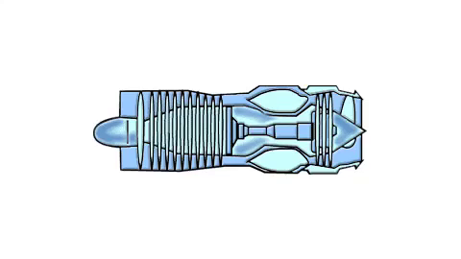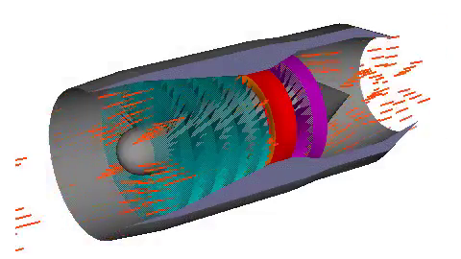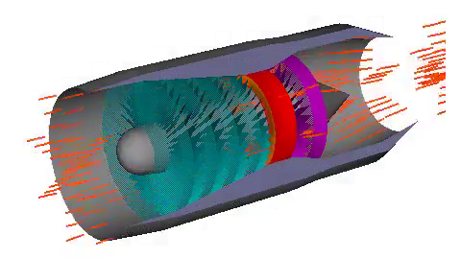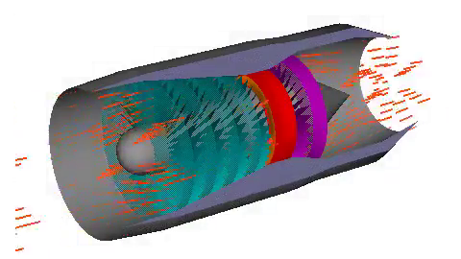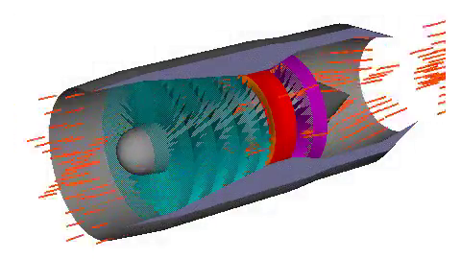The fans in the front do the work of the compressor. The compressed air is then forced into the combustion chamber. After injection of fuel, combustion of the high-pressure fresh air takes place.